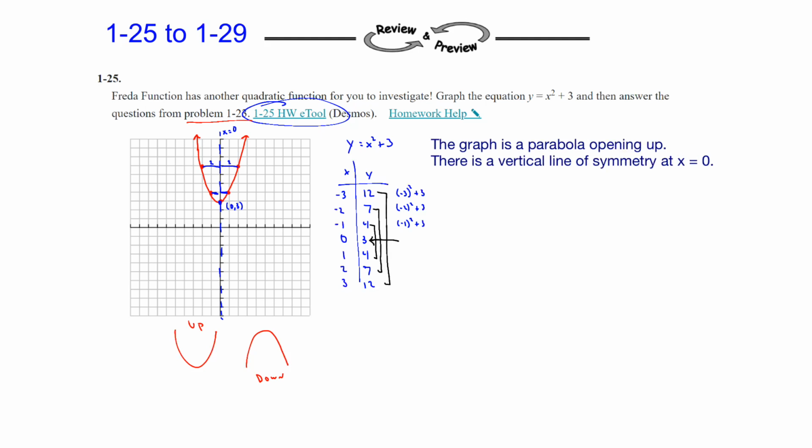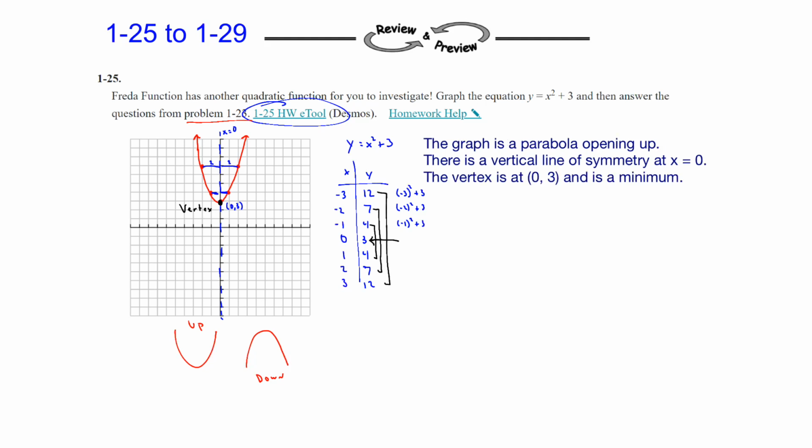As we continue on, we also might notice that we have a minimum value right here. This is called the vertex of a parabola. And the vertex either represents the min or maximum, and in this case it is the minimum value that you can have. The graph does not go below that point. So there is a vertex at the point 0, 3, and it is the minimum value.